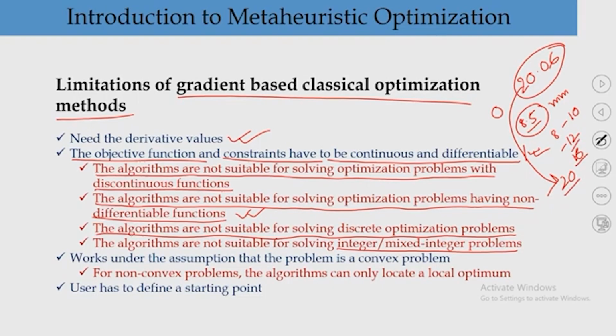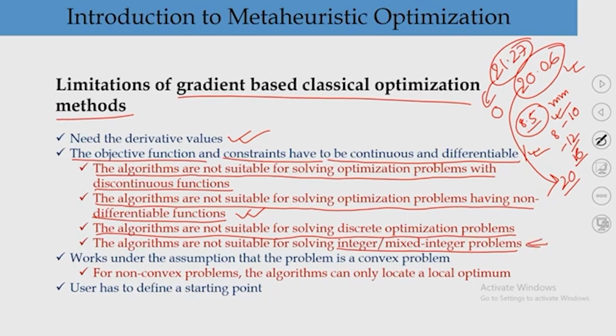Now, in that case, these algorithms are not suitable. If you apply these algorithms, then you will get a value, as I said, in this case 8.5 or 20.06 or 21.27. This is not available in the market, so you will not be able to use this particular value. So, in that case, these algorithms are not suitable for solving integer problems or mixed integer problems. Here there may be integer variables along with continuous variables.